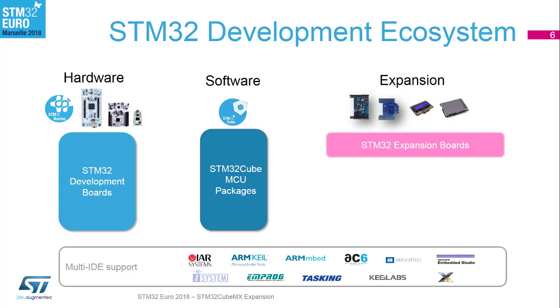And then the next step, obviously, you have the hardware with the STM32 on it, but you need it to do something. So you might add a shield on, an expansion board on, with some MEMS or connectivity or a display, something like that. So we've got expansion boards.